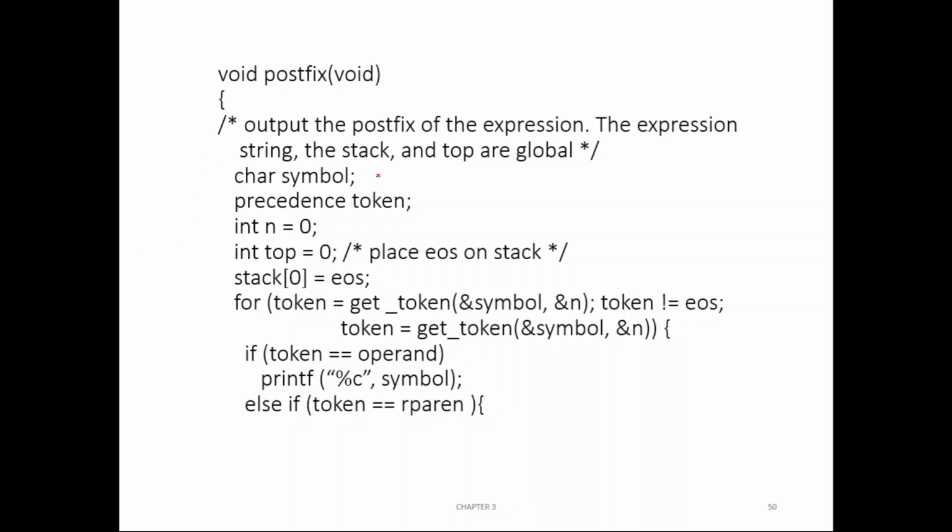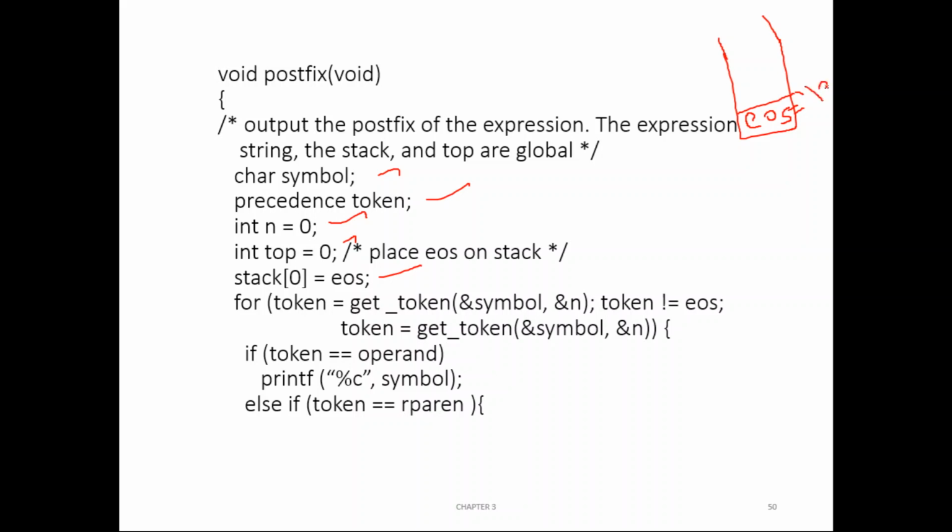There is a variable symbol and there is a token of type precedence. n is initially 0, top is 0. Initially we are pushing EOS onto the stack, for our programming convenience, when the stack is empty. EOS means end of string is being pushed here. End of string is nothing but backslash 0.